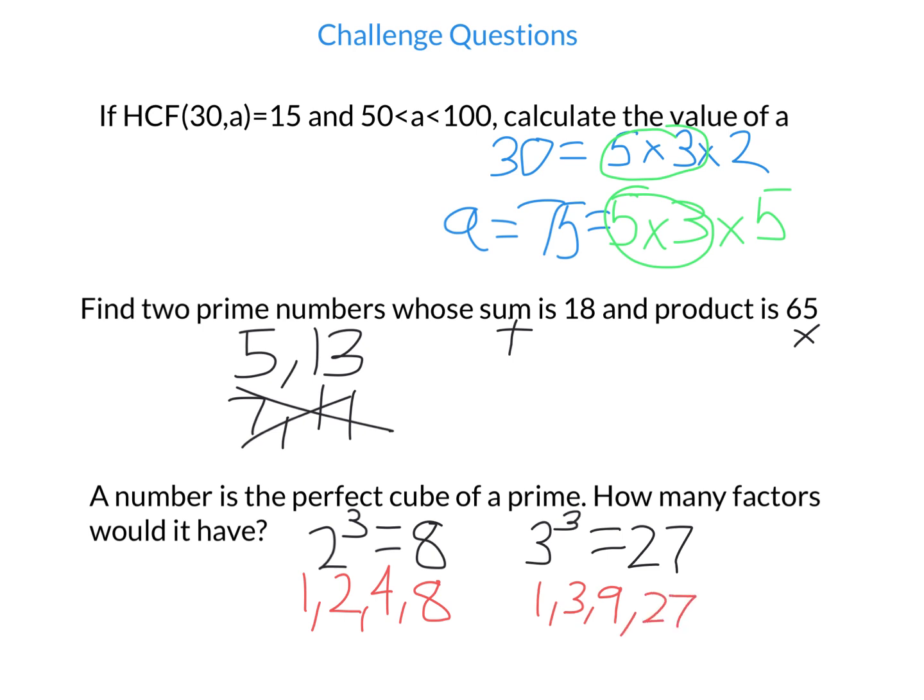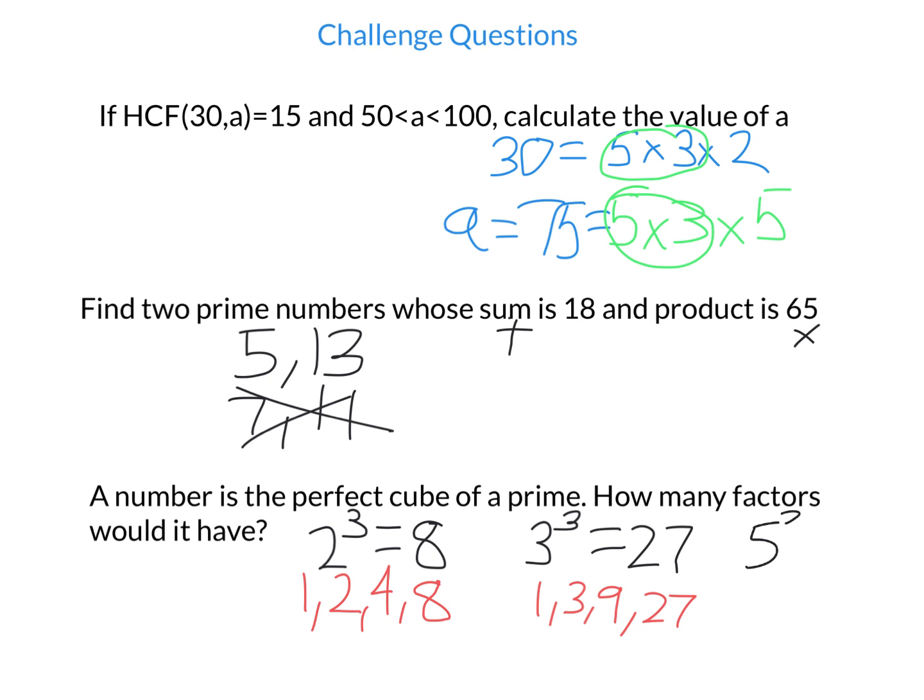So why is this? Well, it turns out there's a pattern. If you have the perfect cube of a prime like this, the factors are 1 and the number, the prime number you cubed, and then the square of that. So here, the prime number we cubed is 3. So the factors are 1, 3, 3 squared, 3 cubed. The same would work for 5 cubed.